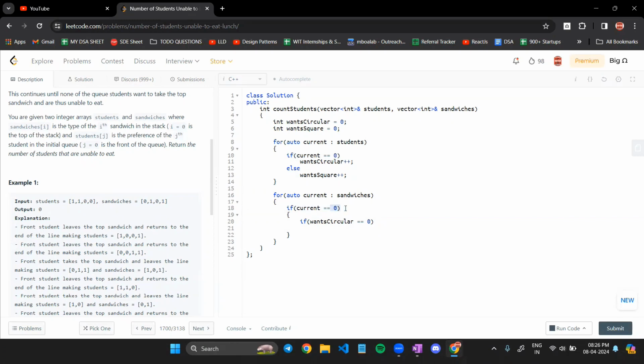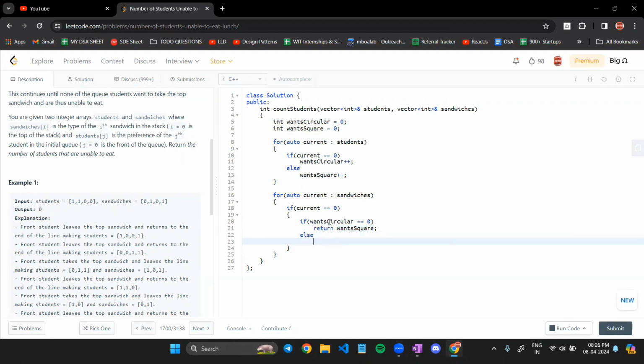Because if we won't be able to remove this circular sandwich, we can't distribute any sandwiches which come after it, correct? So what we will return is wants square. And why are we returning wants square? Because these are the students who wanted the square sandwich, correct? But they won't be able to get a square sandwich because at the top we have a circular sandwich and no one wants this circular sandwich. And since we won't be able to remove it, all the students who want a square sandwich won't get the square sandwich, correct? Else what could be possible?